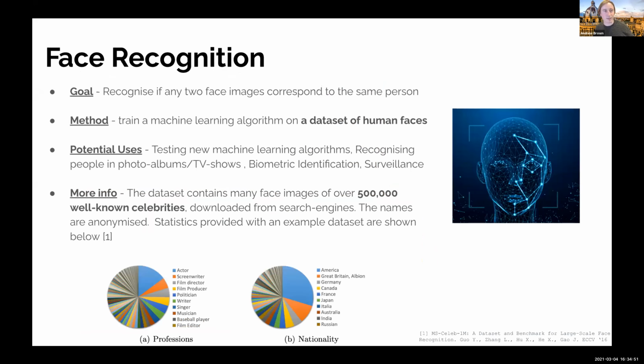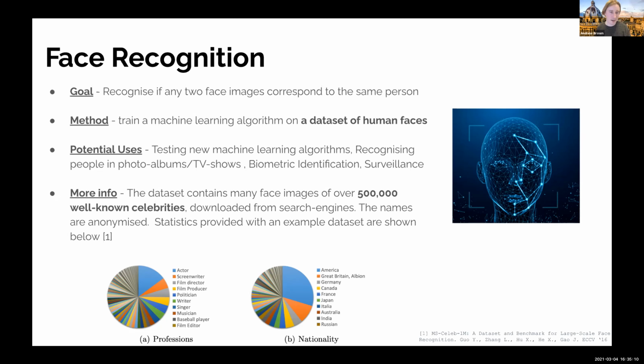So the first case study is face recognition. I'm sure all of you or most of you have heard of this. The goal here is to recognize if any two face images correspond to the same person. The method here is to train a machine learning algorithm on a data set of human faces. Now this has some obvious potential uses.